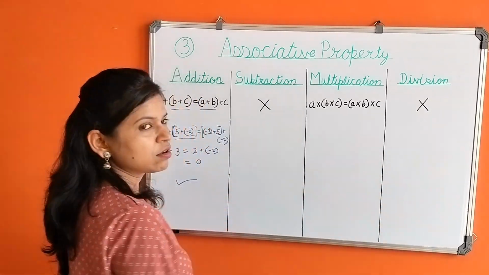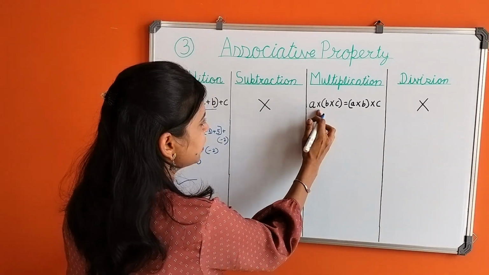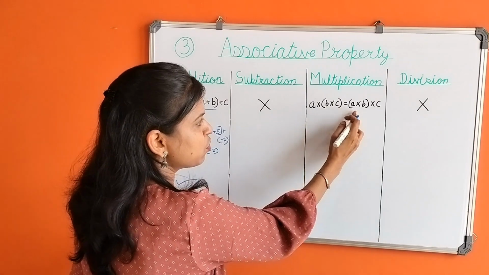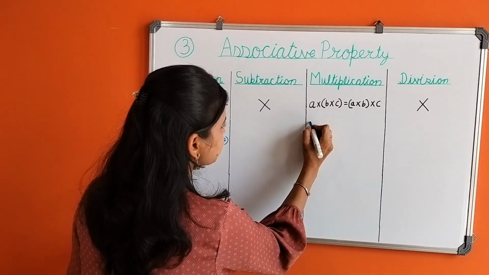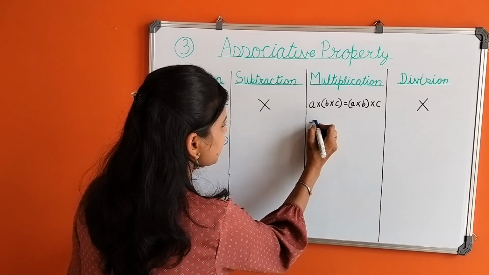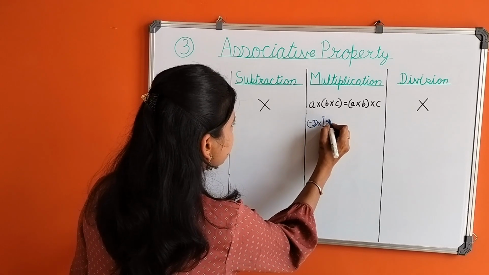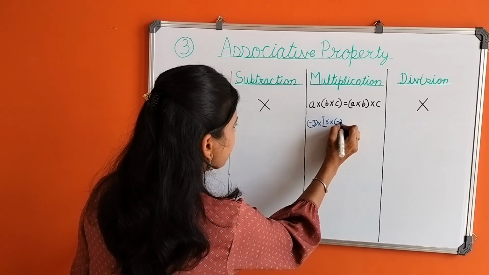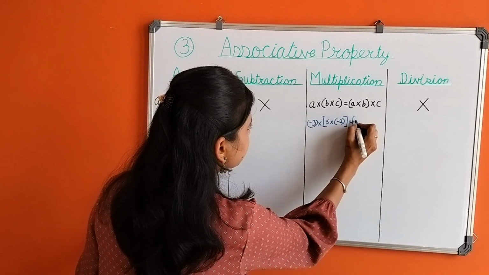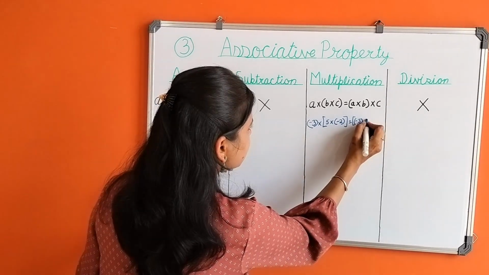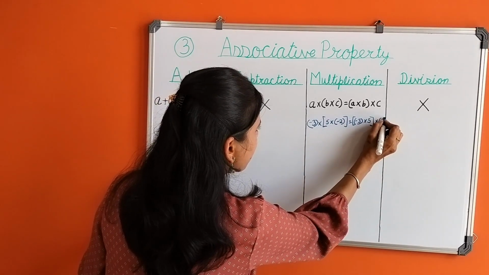Okay. For subtraction, this is not true. For division also, this is not true. For multiplication, it is true: a into b into c is equal to a into b into c. Example, same example: -3 into 5 into -2 should be equal to -3 into 5 into -2.